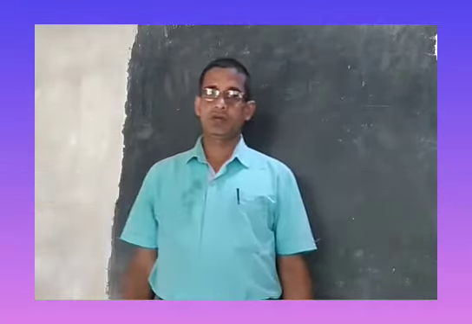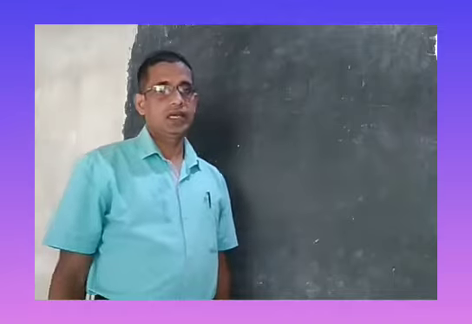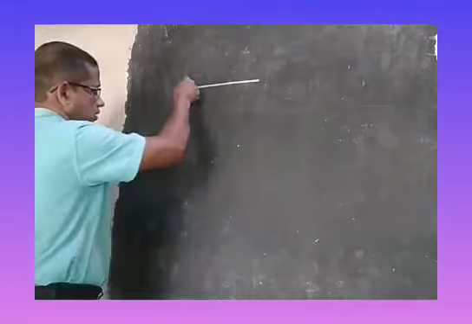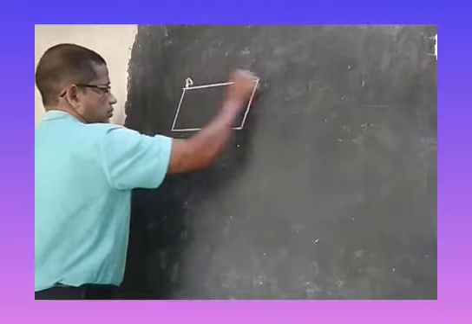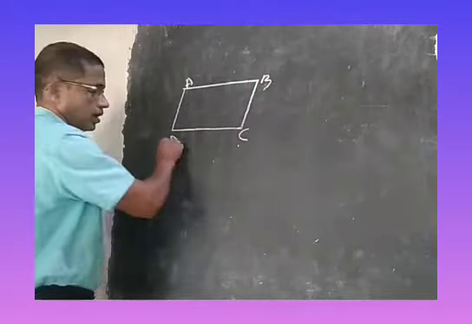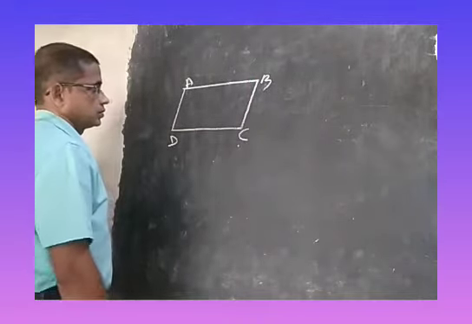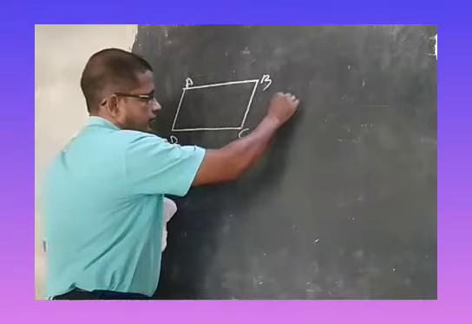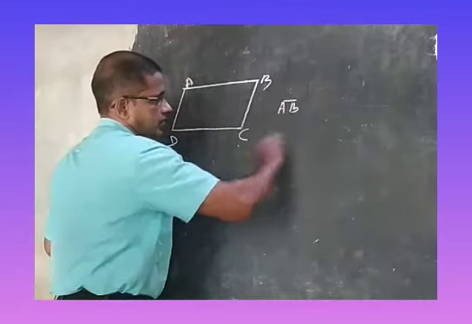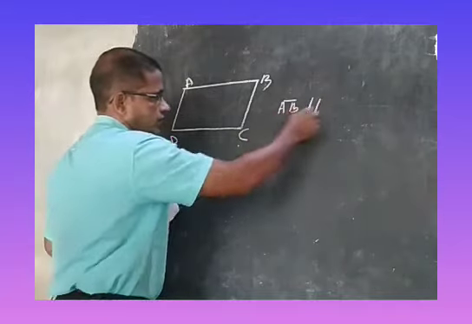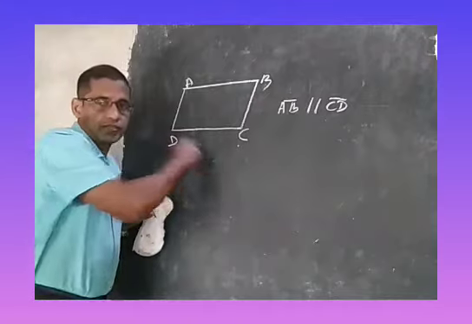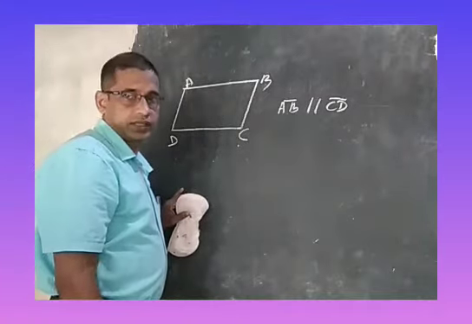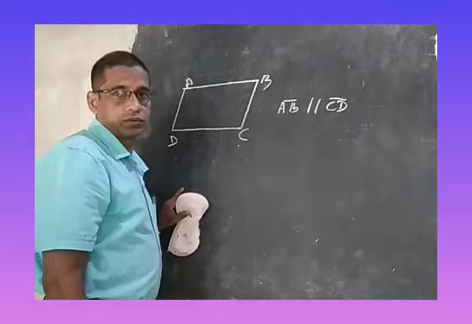Now we are going to discuss the area of a parallelogram. Let ABCD be a parallelogram. In a parallelogram, we know AB side is parallel to CD side. These two opposite sides are equal in nature and parallel to each other.